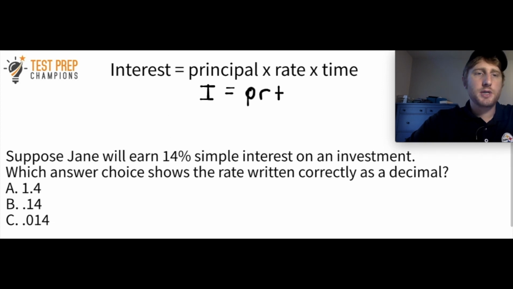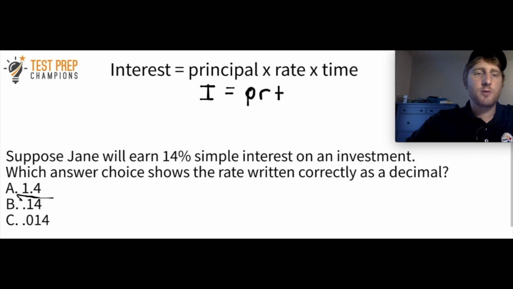Okay, so the next one says, suppose Jane will earn 14% simple interest on an investment. Which answer choice shows the rate written correctly as a decimal? So I'd like you to pause the video, try this out, and then when you're ready, we'll go over it. Okay, so regardless of whether you understood this or got this right or wrong, this is a really important skill. And the reason is because, like I said, you want to always put this percent in terms of a decimal. You want to write it as a decimal.